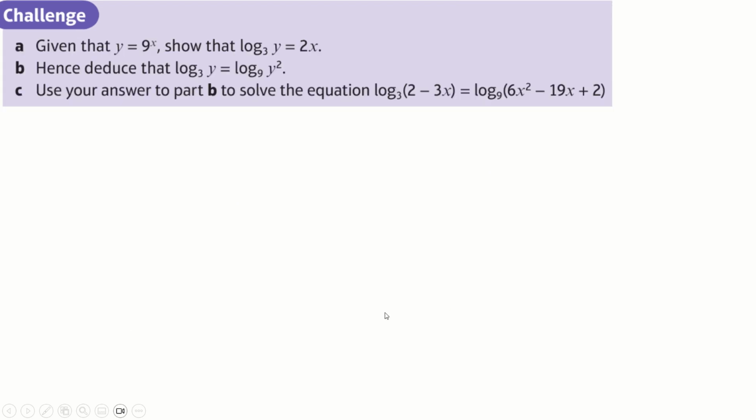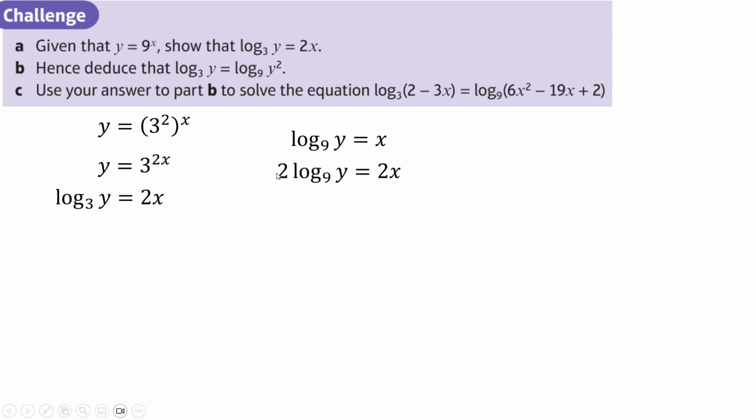Bit of a weird question, to be honest. Given y is this, show this. So 9 is 3 to the power 2. 2 times x is 2x. Take log to base 3 of both sides, and you end up with this here. Hence, deduce this thing here. Well, from this starting point, you could have also just said log to base 9 of y equals x. When you double both sides, you get this, and then you can move this 2 up to here based on the power law. And of course, therefore, 2x equals this, and 2x also equals that, so therefore these two things are equal to each other.